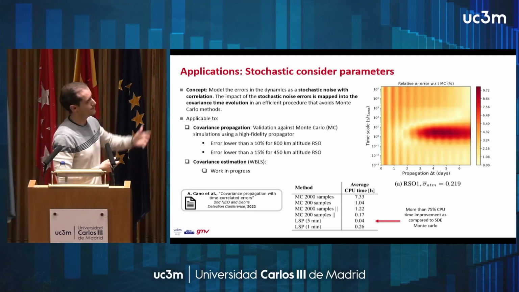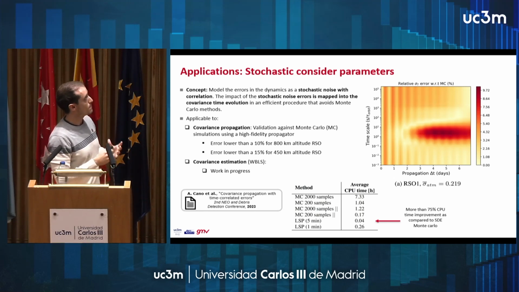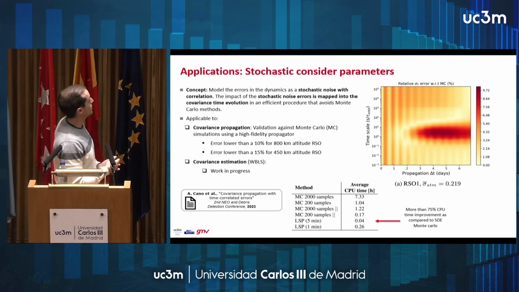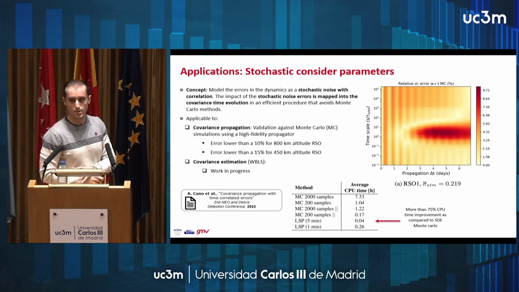So we're trying now to model and map complex stochastic noise errors as if they were constant parameters with a really much more complex methodology that I can't show here in this time that I have, and map that into the covariance growth or the covariance estimation directly without having to integrate the stochastic dynamic equations or resort to Monte Carlo methods. So far, we have published the results for covariance propagation in a conference with really good results, considering just a 10% error in some small cases for an 800 kilometers altitude, a bit higher for a lower altitude. And now we're working on how to present this for estimation, not only for propagation.